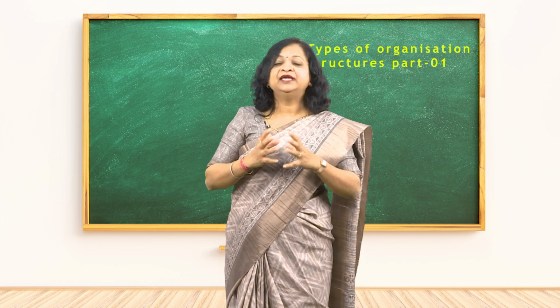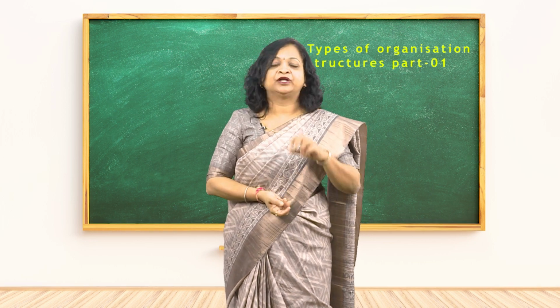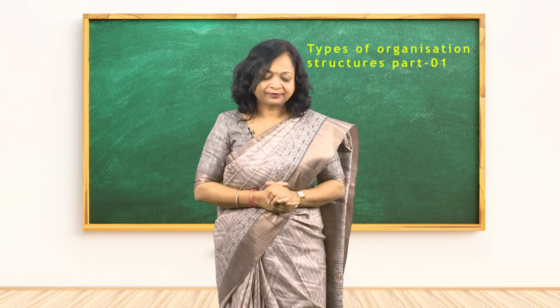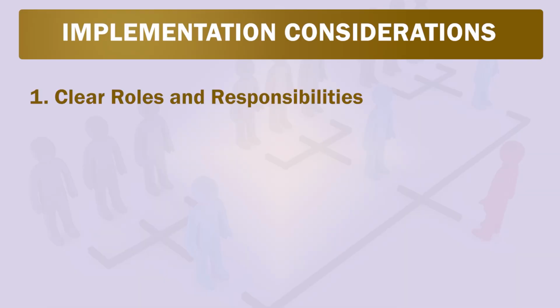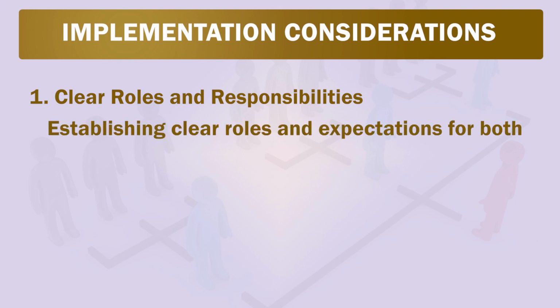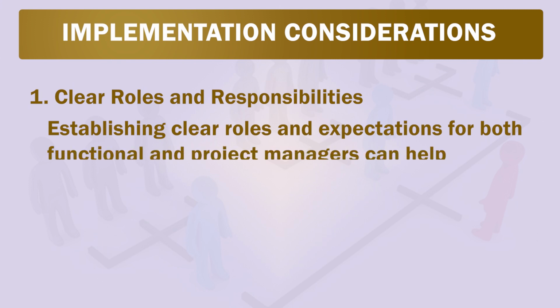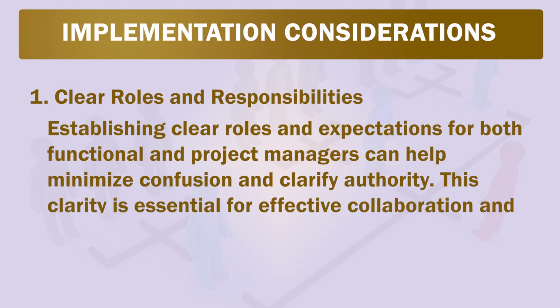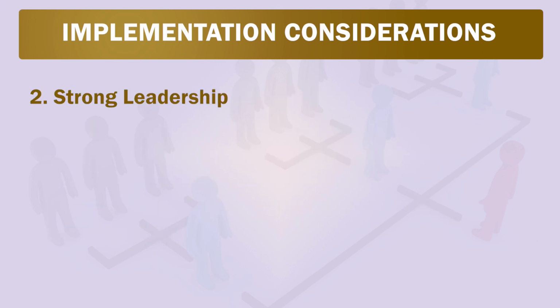Now, if you really want to adopt this structure, what are the implementation considerations that you should keep in mind? The first is clear roles and responsibilities. You need to establish clear roles and expectations for both functional and project managers, because it can help in minimizing the confusion. It can give clarity of the authority, and this clarity is very essential for effective collaboration and accountability.